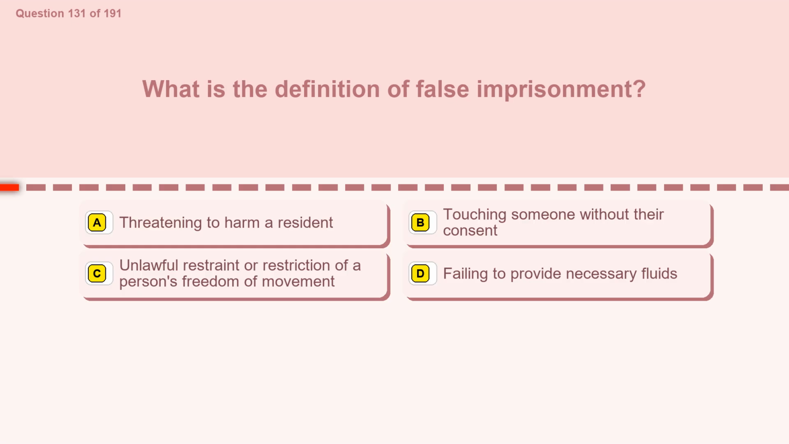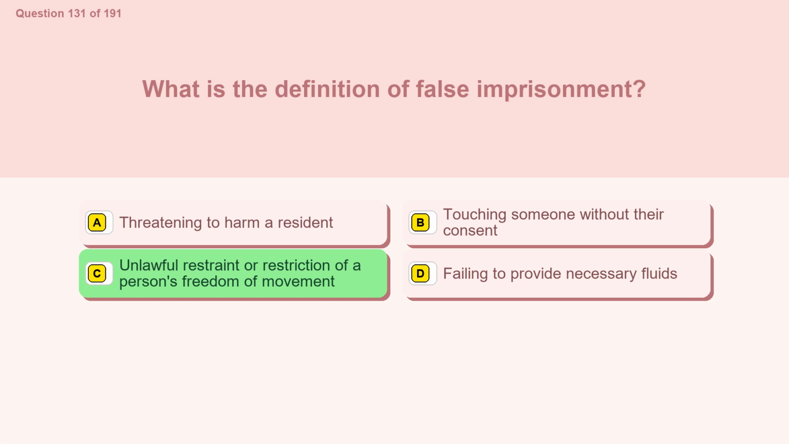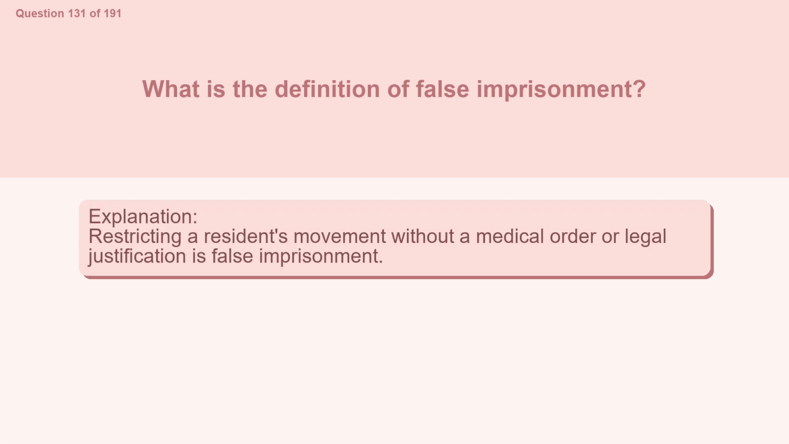Question 131. What is the definition of false imprisonment? Option A, threatening to harm a resident. Option B, touching someone without their consent. Option C, unlawful restraint or restriction of a person's freedom of movement. Option D, failing to provide necessary fluids. The correct answer is option C, unlawful restraint or restriction of a person's freedom of movement. Restricting a resident's movement without a medical order or legal justification is false imprisonment.